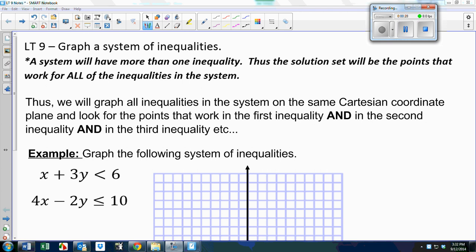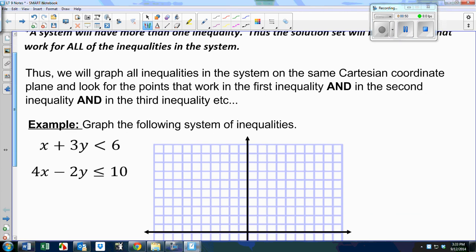Thus, the solution set will be the points that work for all of the inequalities in the system. Thus, we will graph all inequalities in the system on the same Cartesian coordinate plane and look for the points that work in the first inequality and in the second inequality and in the third, etc. So what I mean by that is this.